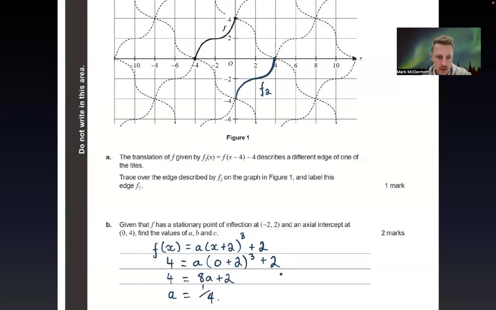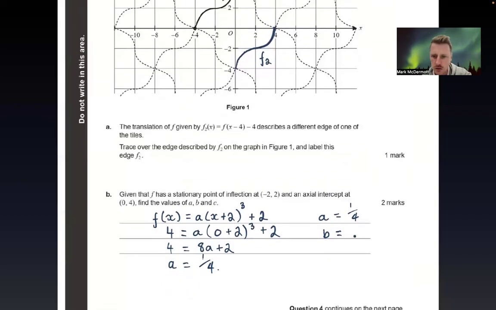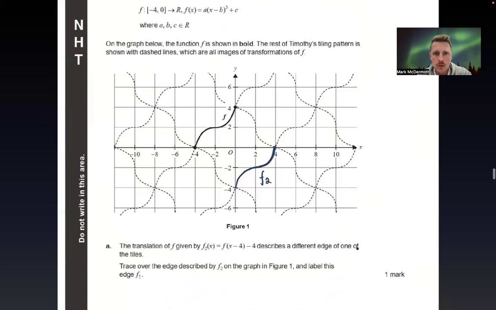So therefore, we're going to write it. Find the values of a, b, and c. All right, well, a is 1/4. B is, okay, gotta be careful here. B is -2. And C is +2.